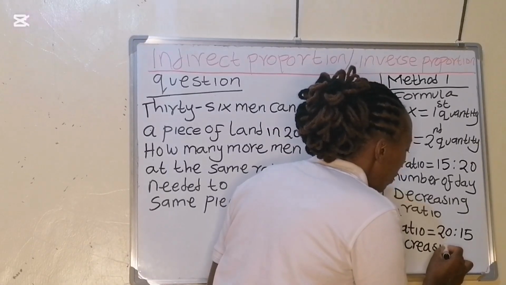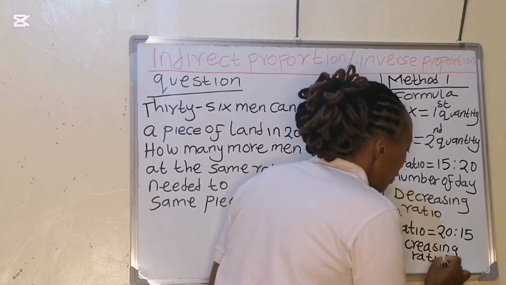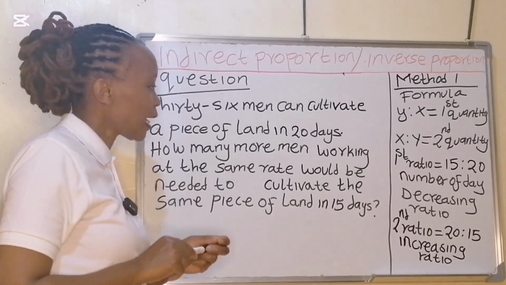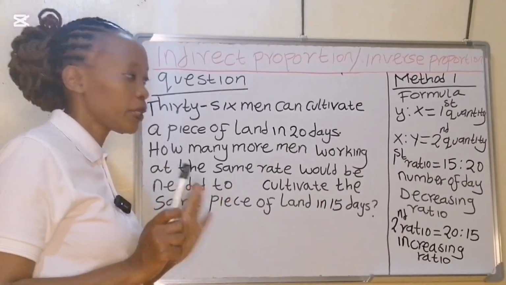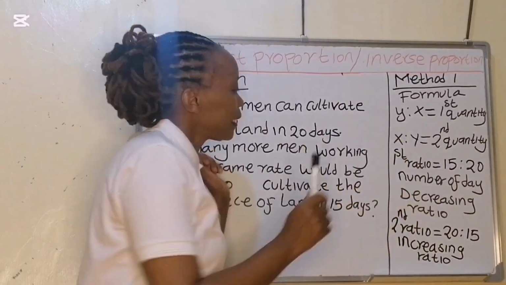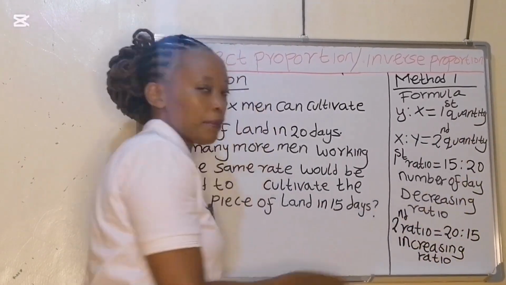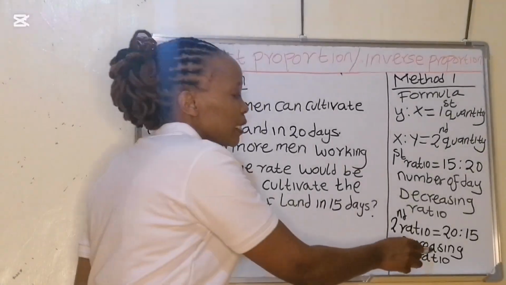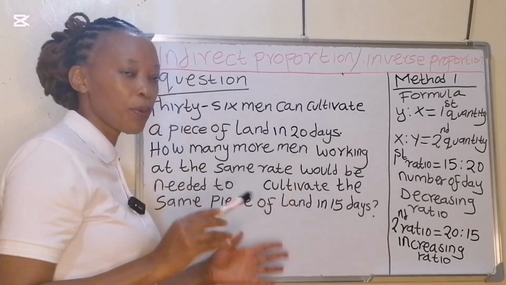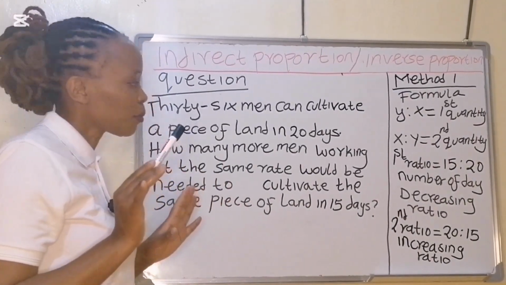And I told you how to identify an increasing ratio and a decreasing ratio, but I will not get tired of repeating. Let me help you understand. A decreasing ratio starts with the small number, then the big number. An increasing ratio starts with big, then small. I am using simple language. Let me now use a little more complicated language.